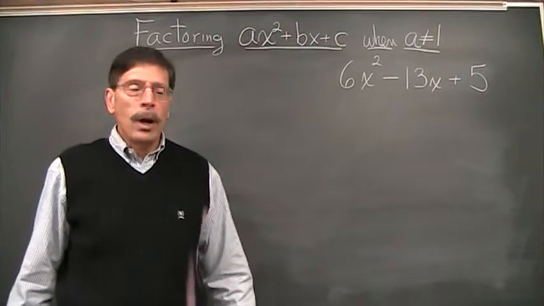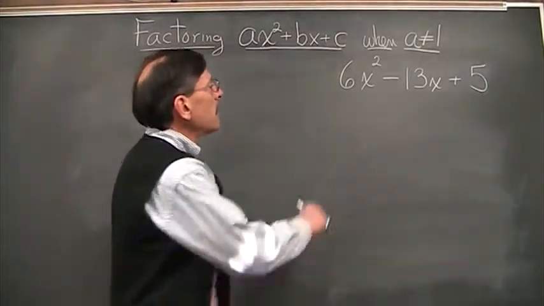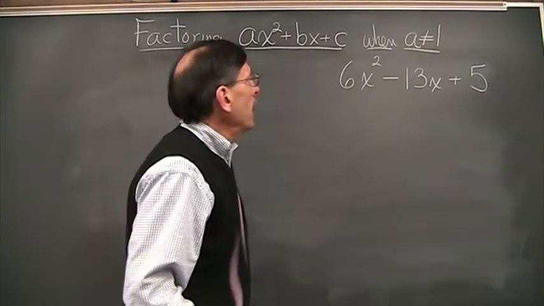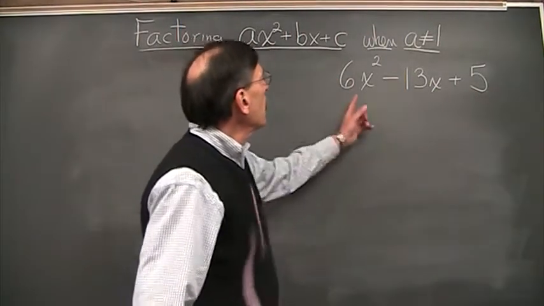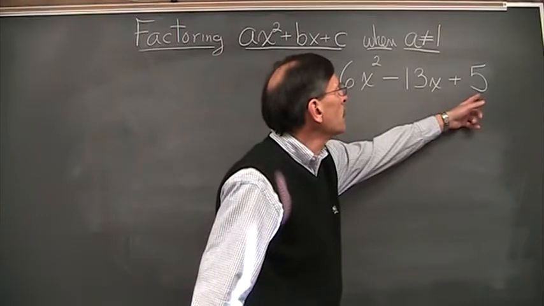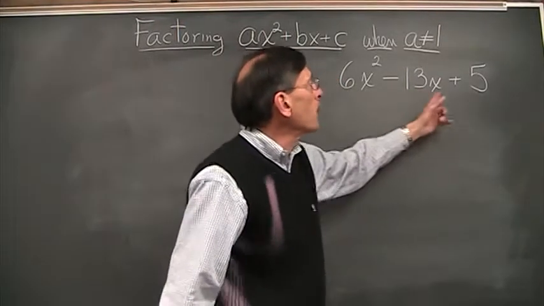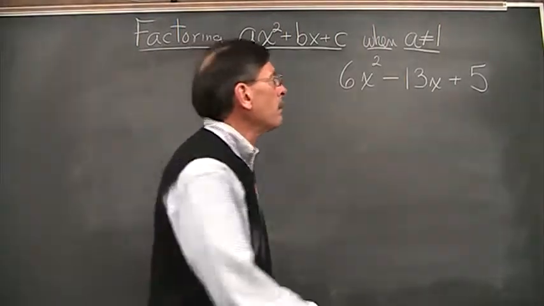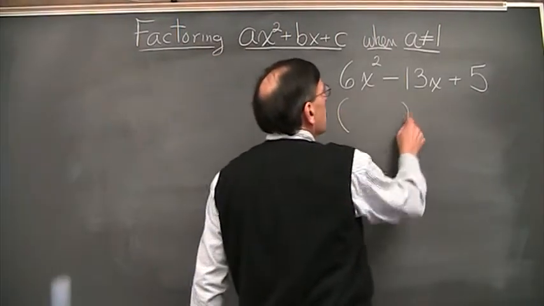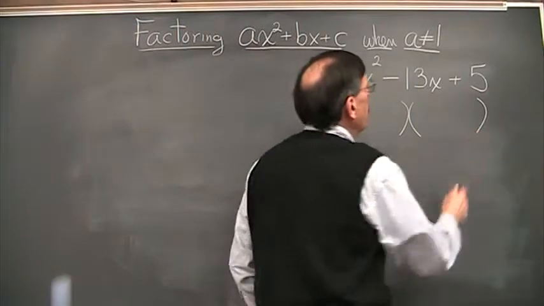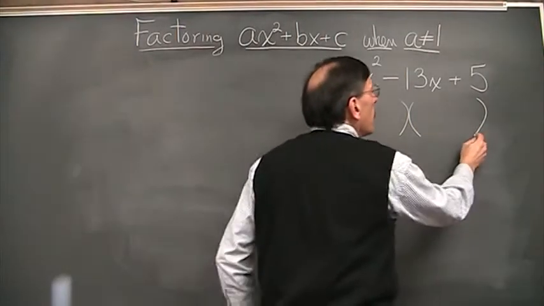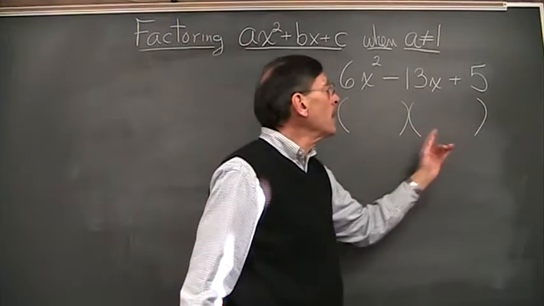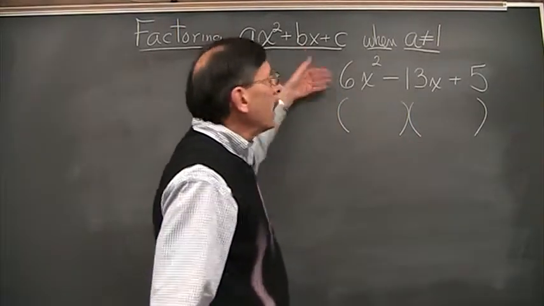Let us try a second problem. 6x squared minus 13x plus 5. And notice that all three terms do not have a common factor, so we can skip that step. And next, we're going to see if we can come up with a binomial factor here and a binomial factor here, such that when I FOIL it, I have this expression.